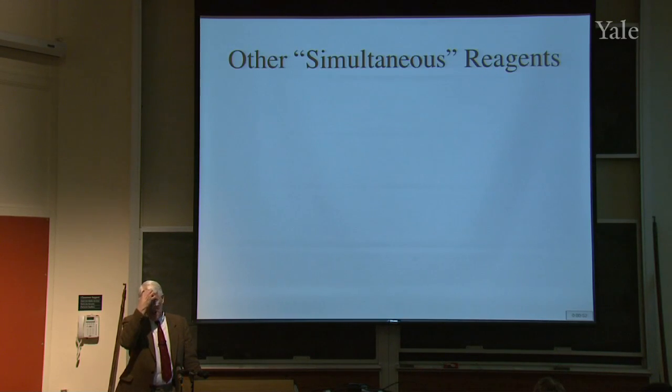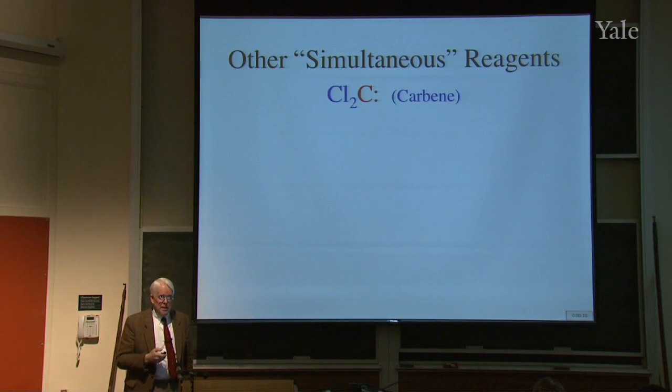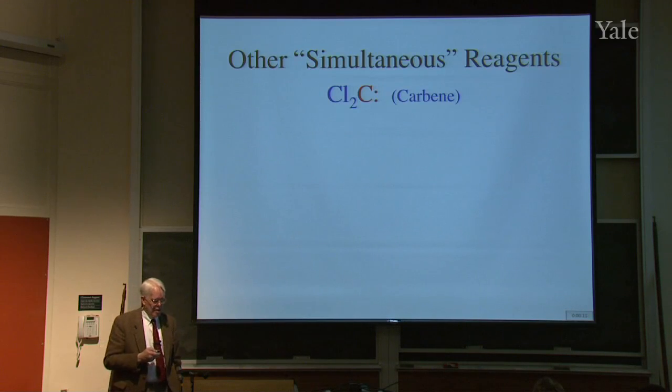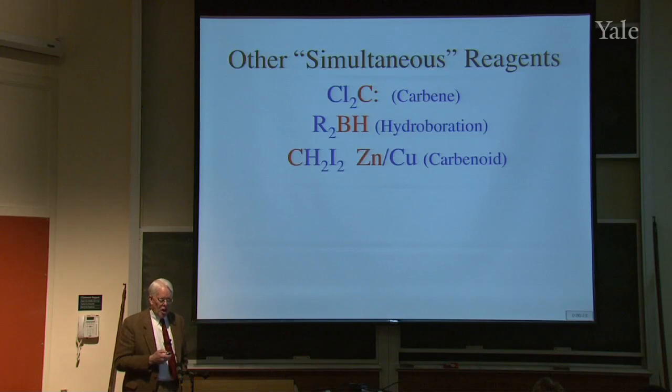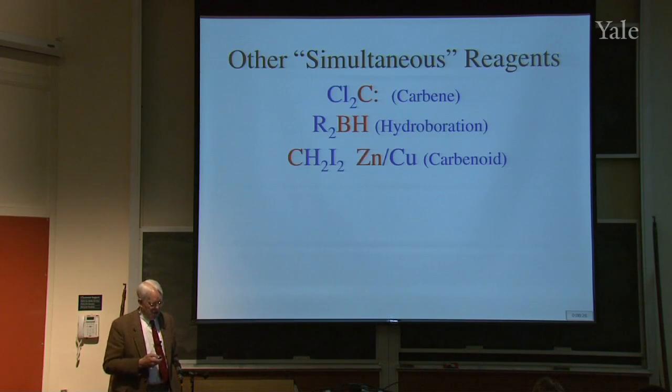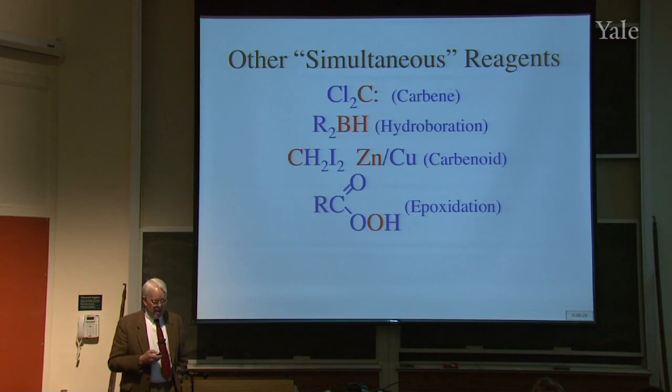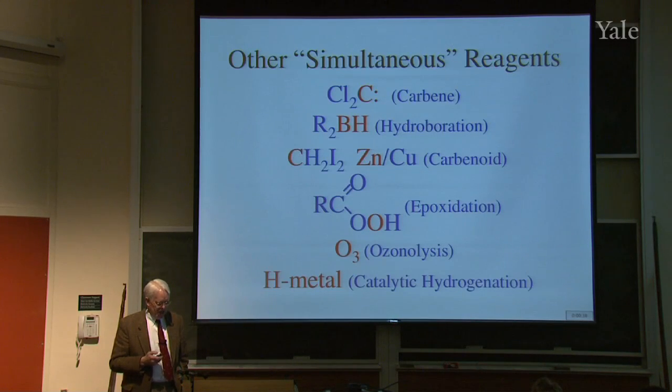Now, how about other kinds of reagents that can be both an electrophile and a nucleophile at the same time, that do two things? There are a lot of them. There are things called carbenes. There's the reagent involved in hydroboration, which things that have a BH bond in them. There's a thing called a carbenoid, which involves these reagents. There's epoxidation, which forms the 3-membered ring with oxygen by a peroxy acid. There's ozonolysis, O3, to form a 5-membered ring initially.